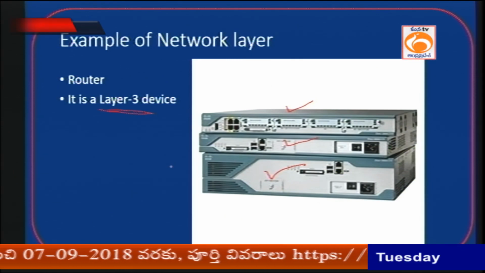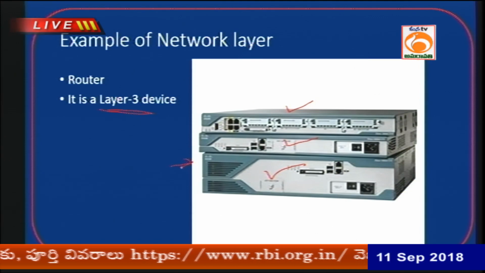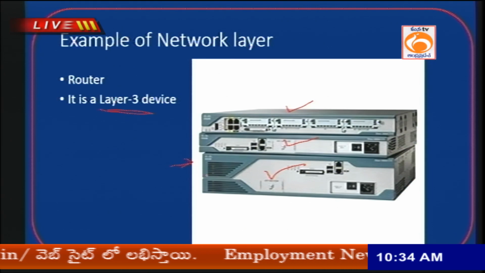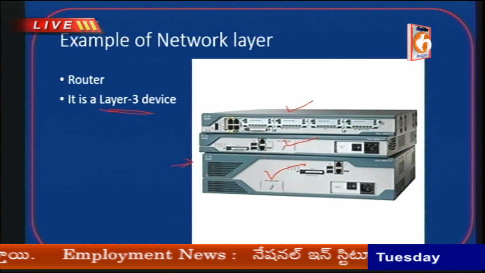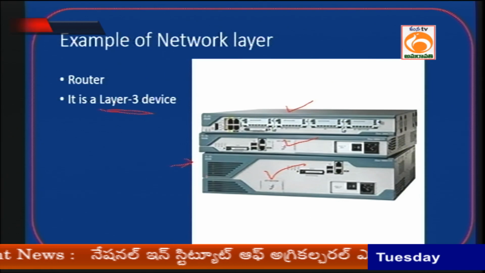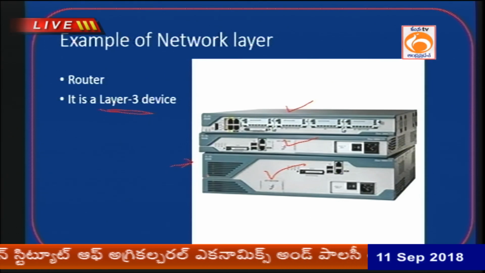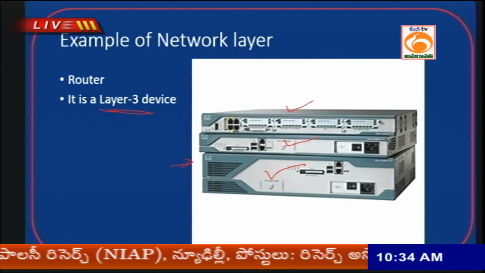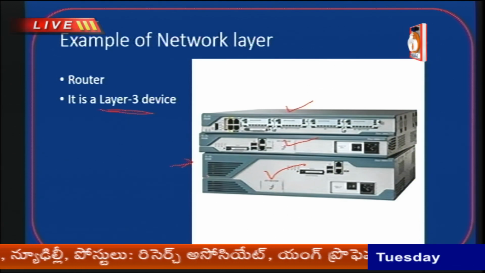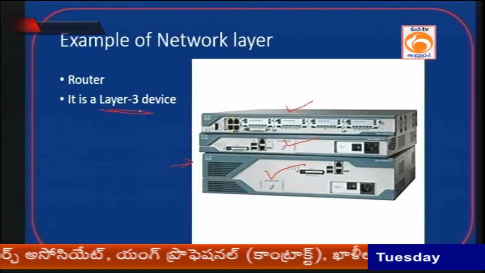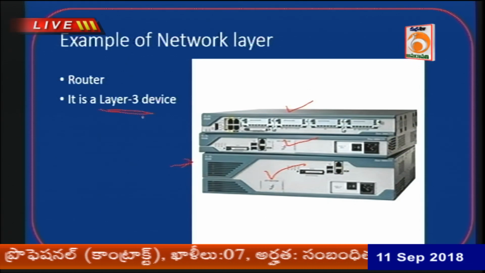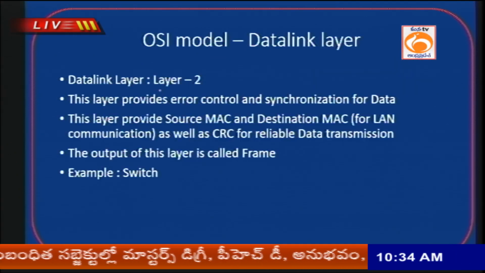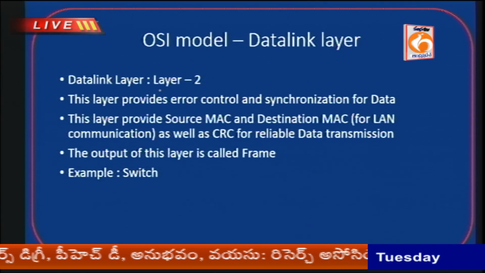So this device is facilitating the communication from one network to another network. And we have a small router at home, which is connecting from the ISP to our home, and from our smartphones and tabs and computers we are connected to this router. We call that a Wi-Fi router. It is also a router, a layer 3 device, which is allowing us to communicate from our local network to the remote network. And then we have the next layer, which is the data link layer.